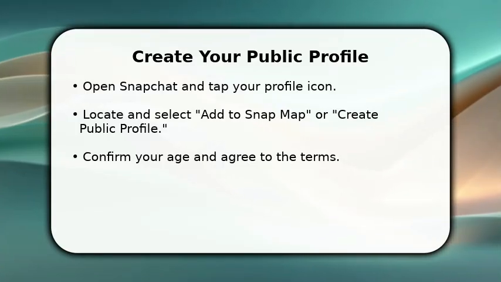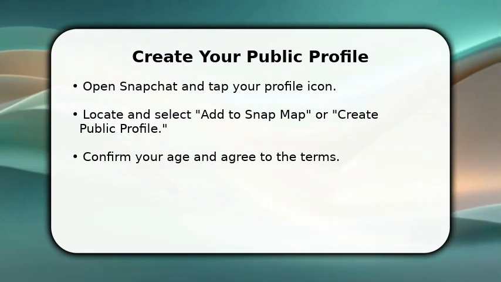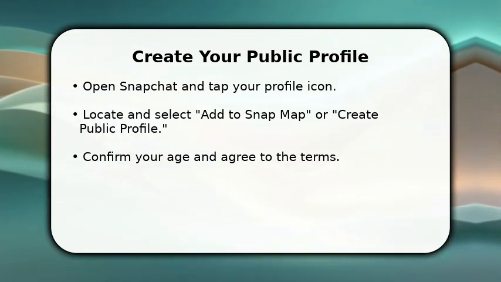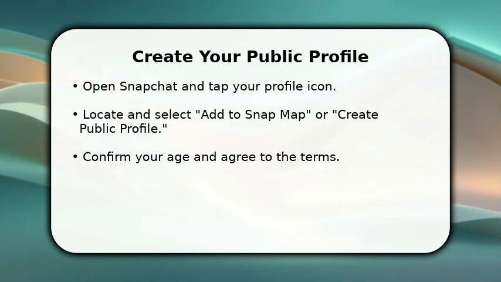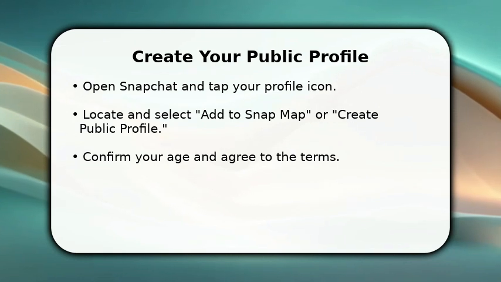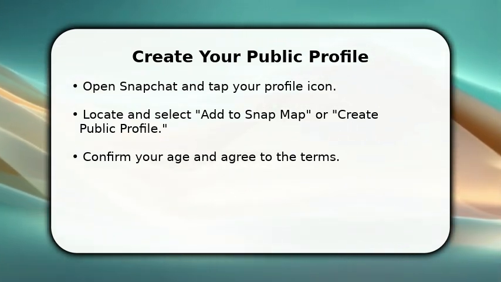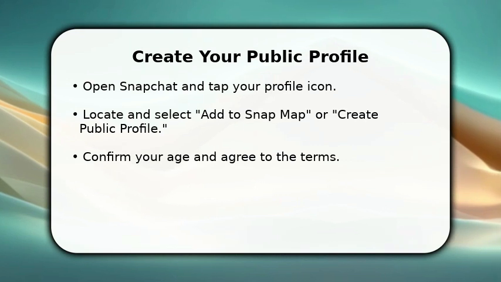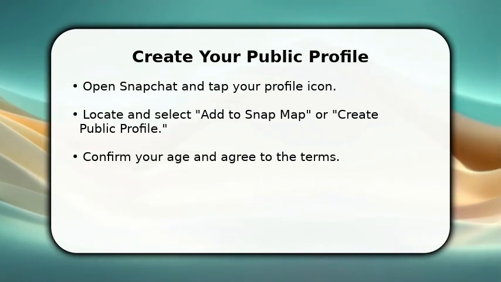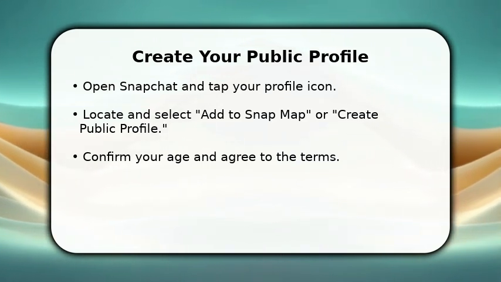In this video, I will explain how to set up a public profile on Snapchat. First, open the Snapchat app and tap your profile icon in the top left corner. Next, scroll down and look for the Add to Snap map or Create Public Profile option. Tap on it. You will then be prompted to confirm your age and agree to the terms and conditions. This is a crucial first step to making your profile visible to a wider audience.